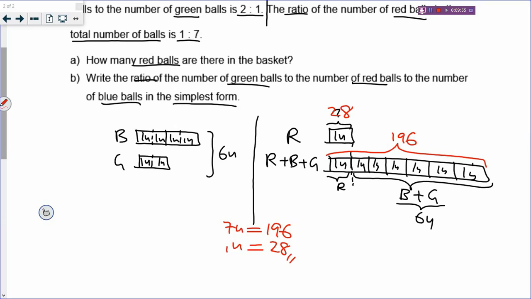Alright, so what is the ratio of the green to the red to the blue? Now, you don't have to find exactly how many red balls, green balls, and blue balls. You can use the units to help you get the ratio. So the green is 2 units over here, so green is 2. And the red is 1 unit. And how about the blue? The blue is 4 units. So 2 is to 1 is to 4. And that's how you get the ratio in the simplest form. And that's your part B. And we are done. Alright, so that's how you draw the model.